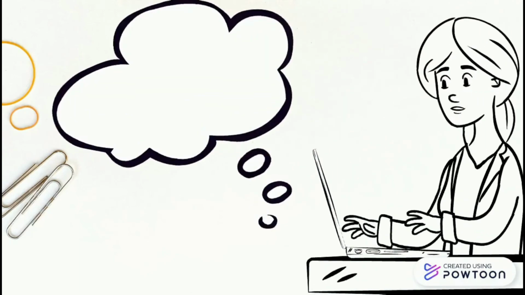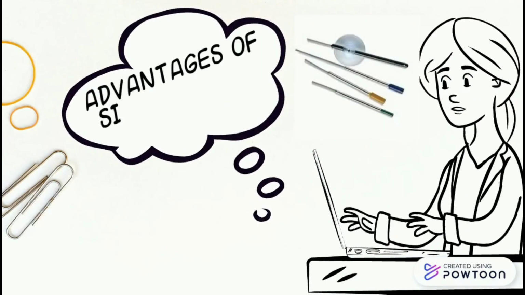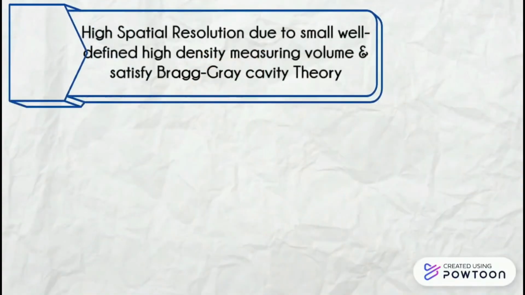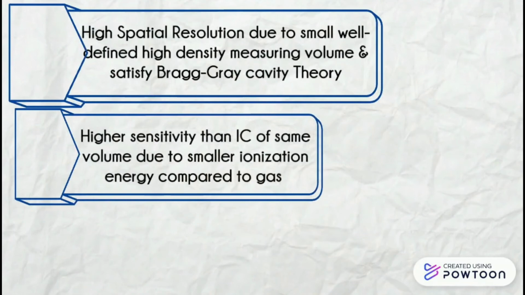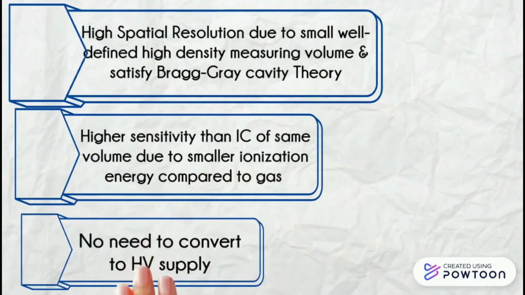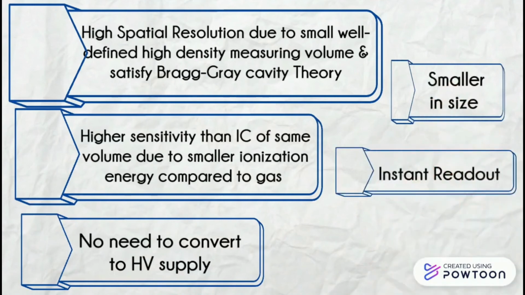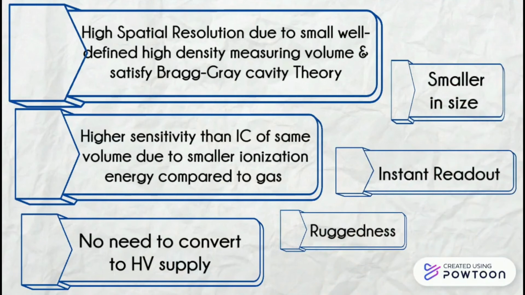Alright, moving on to advantages of silicon diode semiconductor dosimeter. It has high spatial resolution due to its small, well-defined high-density measuring volume, which satisfies the Bragg-Gray cavity theory. It also has higher sensitivity than an IC of the same volume, which is very useful for kilovoltage dosimetry. There is no need for a high voltage supply, and it is small in size, with instant readout and ruggedness.